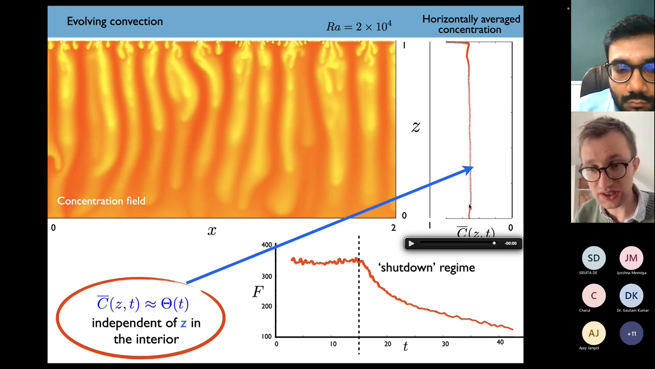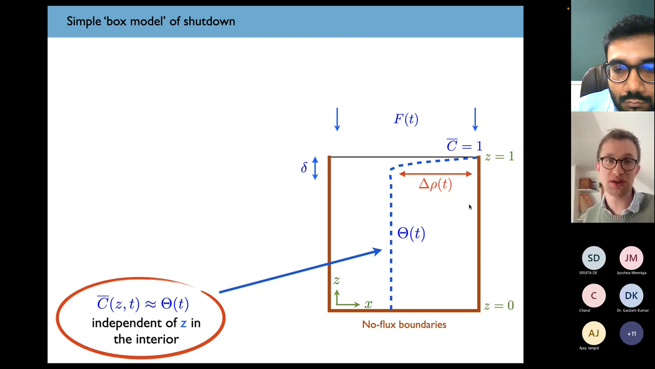And this regime is therefore quite amenable to trying to write down some sort of average model, or what I've called a box model here. So I'll just run through the basic idea here. Again, I'm not going to dwell too much on the details, but it's fairly simple.